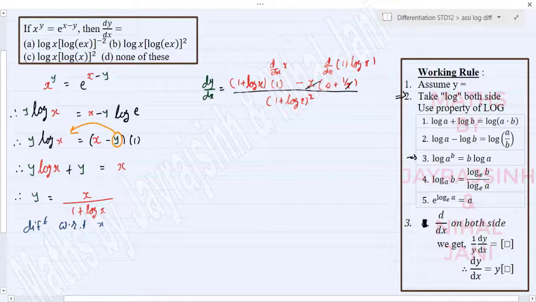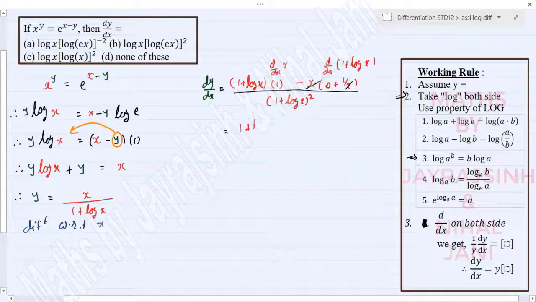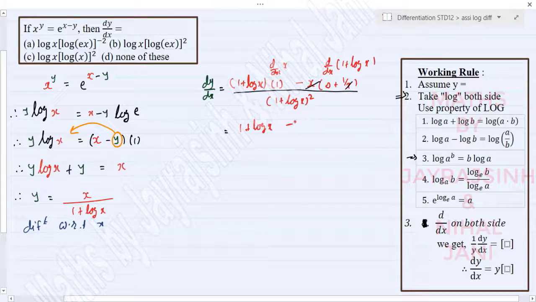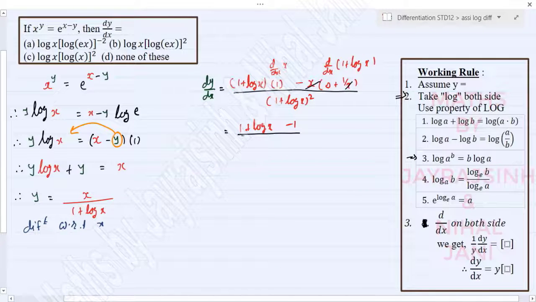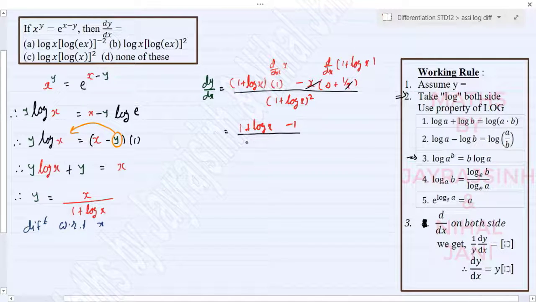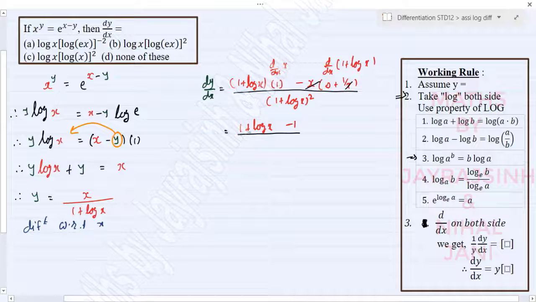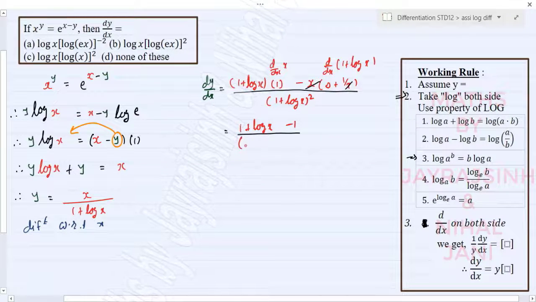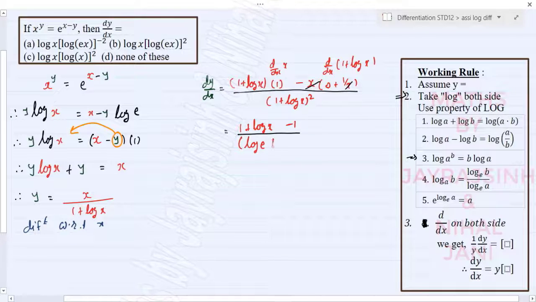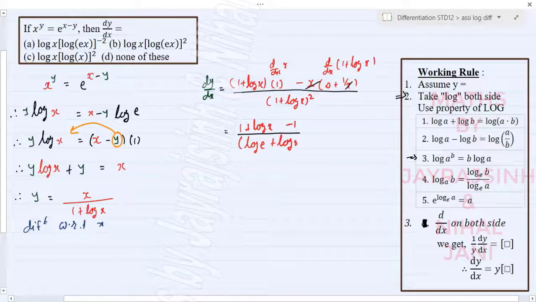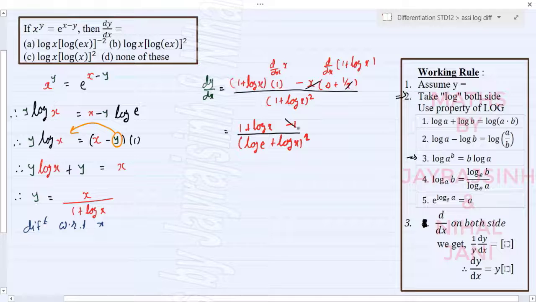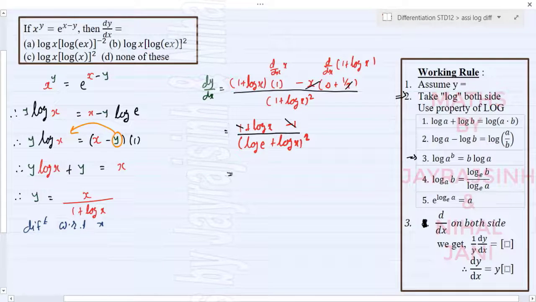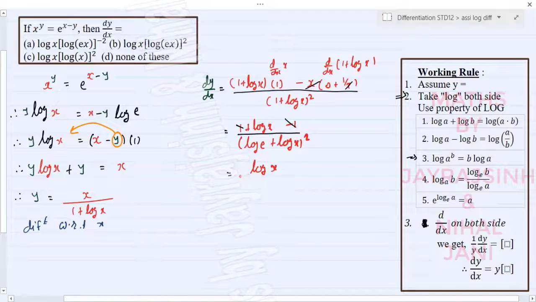So this x cancels out. In the numerator we will get 1 plus log x minus 1. To simplify our denominator and to get the answer which is given within the options, we have to change this 1 to log e. This log x will be as it is. So here 1 will cancel out, and in the numerator the only remaining term is log x.